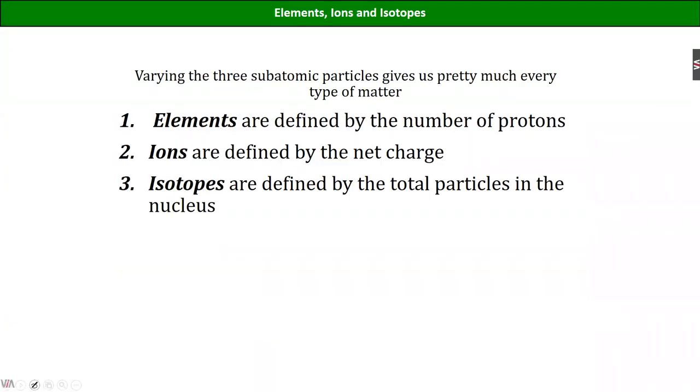And so, just to recap, elements are defined by the number of protons. Ions are defined by the net charge, in other words, the number of electrons you have. And the isotopes are defined by the total particles in the nucleus. So this 37 number is the sum of the protons and the neutrons. It's all of the objects that have mass.